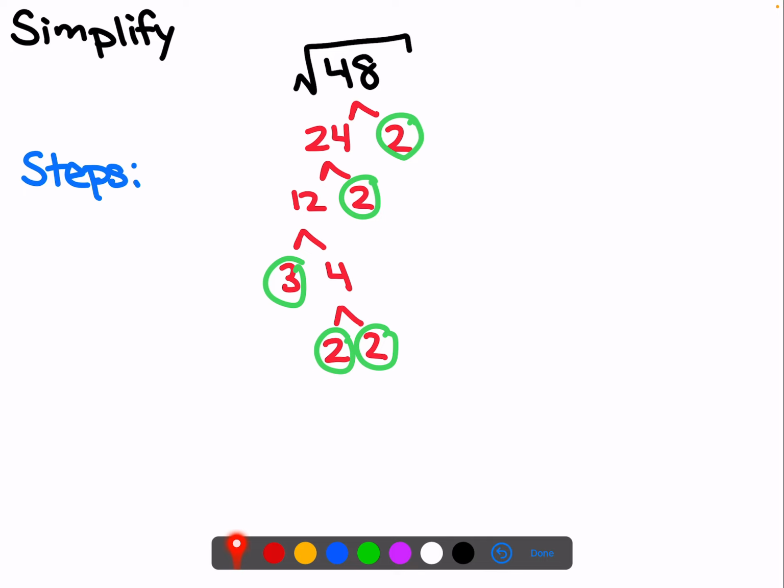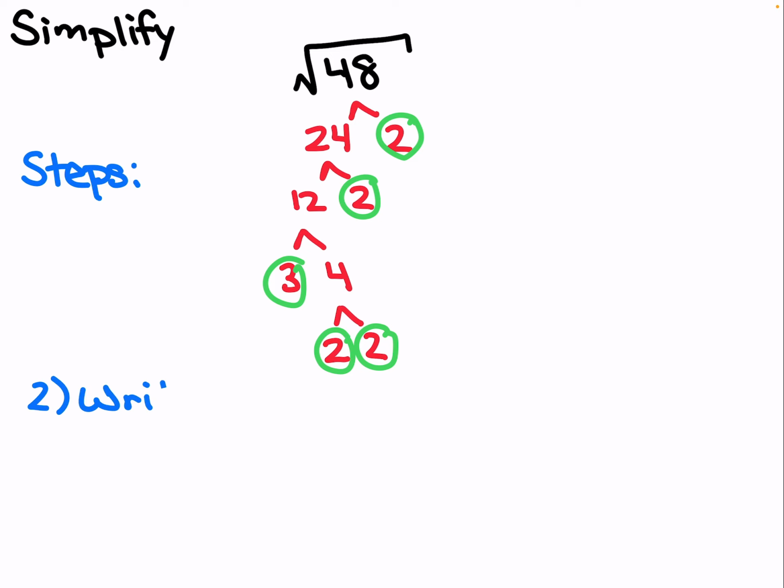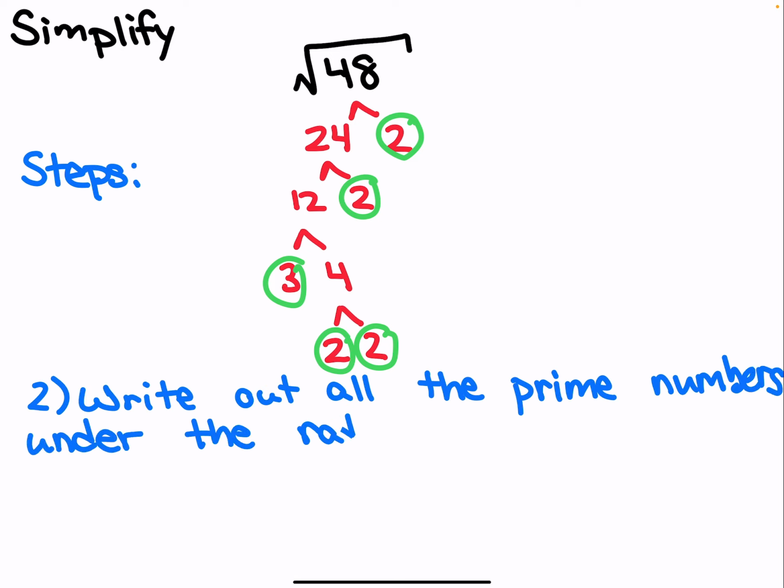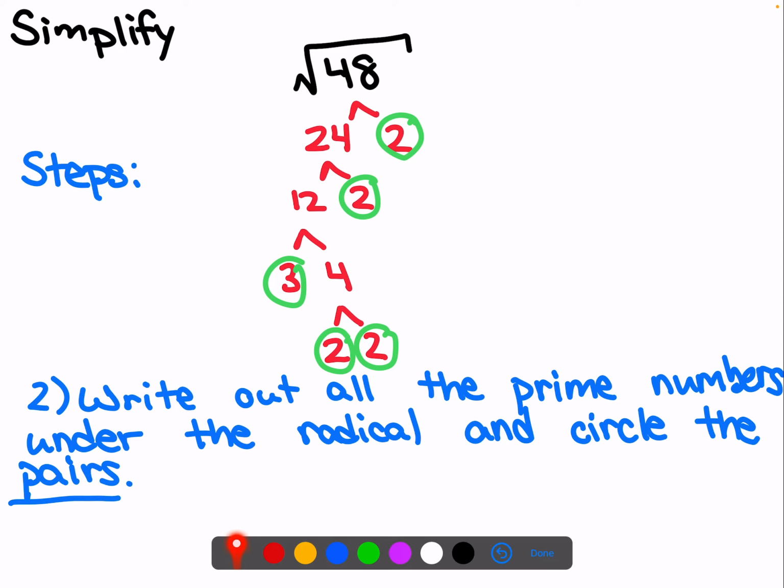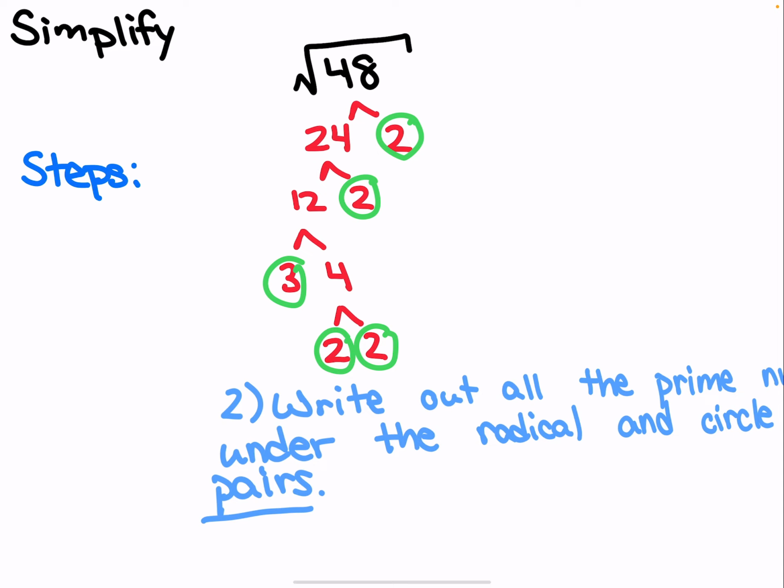So now we have all these prime numbers. And if I were to multiply them, 3 times 2 is 6, 6 times 2 is 12, 12 times 2 is 24, 24 times 2 is 48. So we get right back up there. Now from here, we're going to write out all the prime numbers under the same radical. When we do that, we want to circle the pairs.